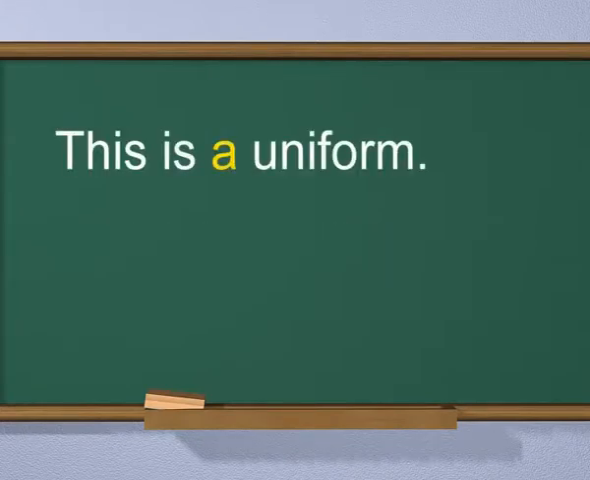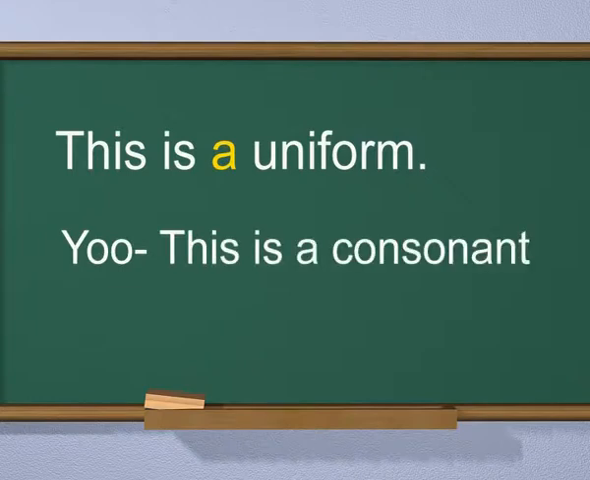This is a uniform. Look at the sound the word uniform gives. Y-double O-U. This is a consonant sound. So, a uniform. What we are trying to distinguish is that despite the fact that U in uniform is a vowel, it has a before it because the sound is of a consonant. U has a consonant sound, so it is a uniform.